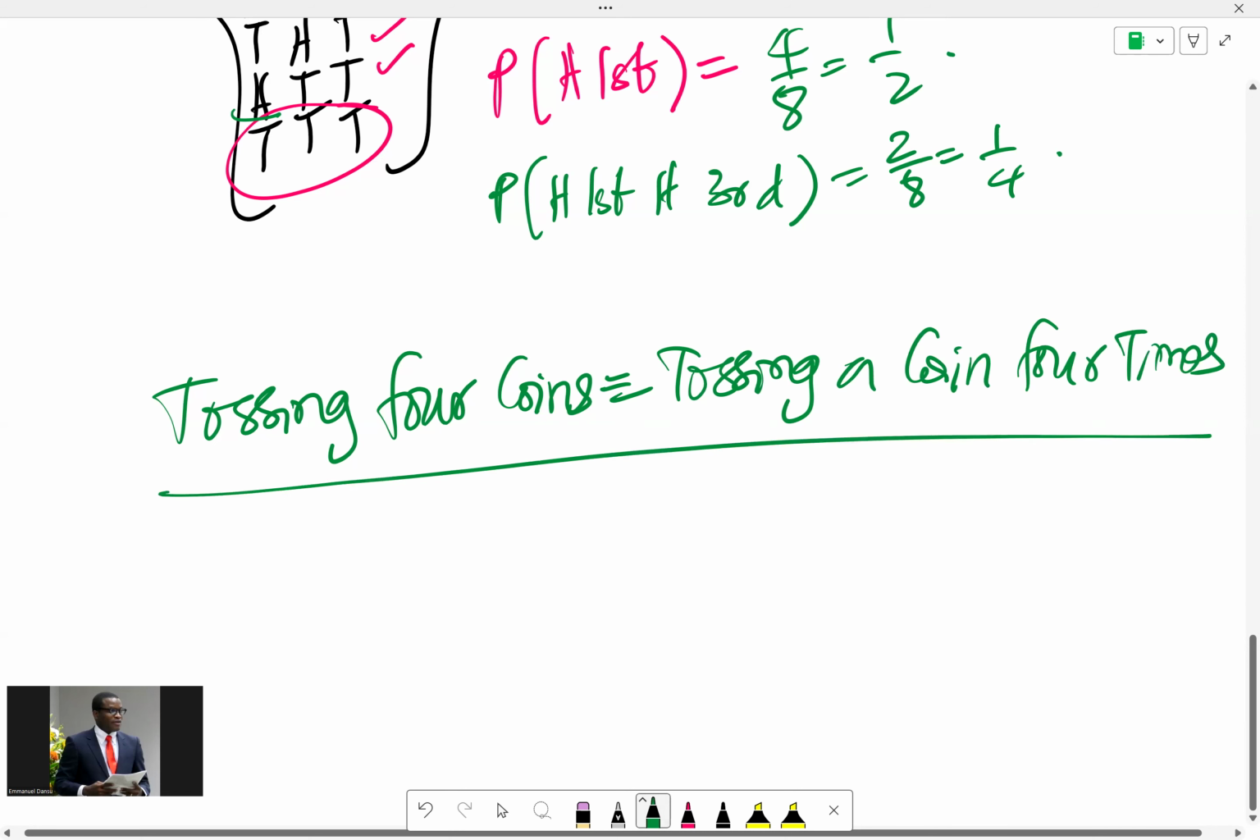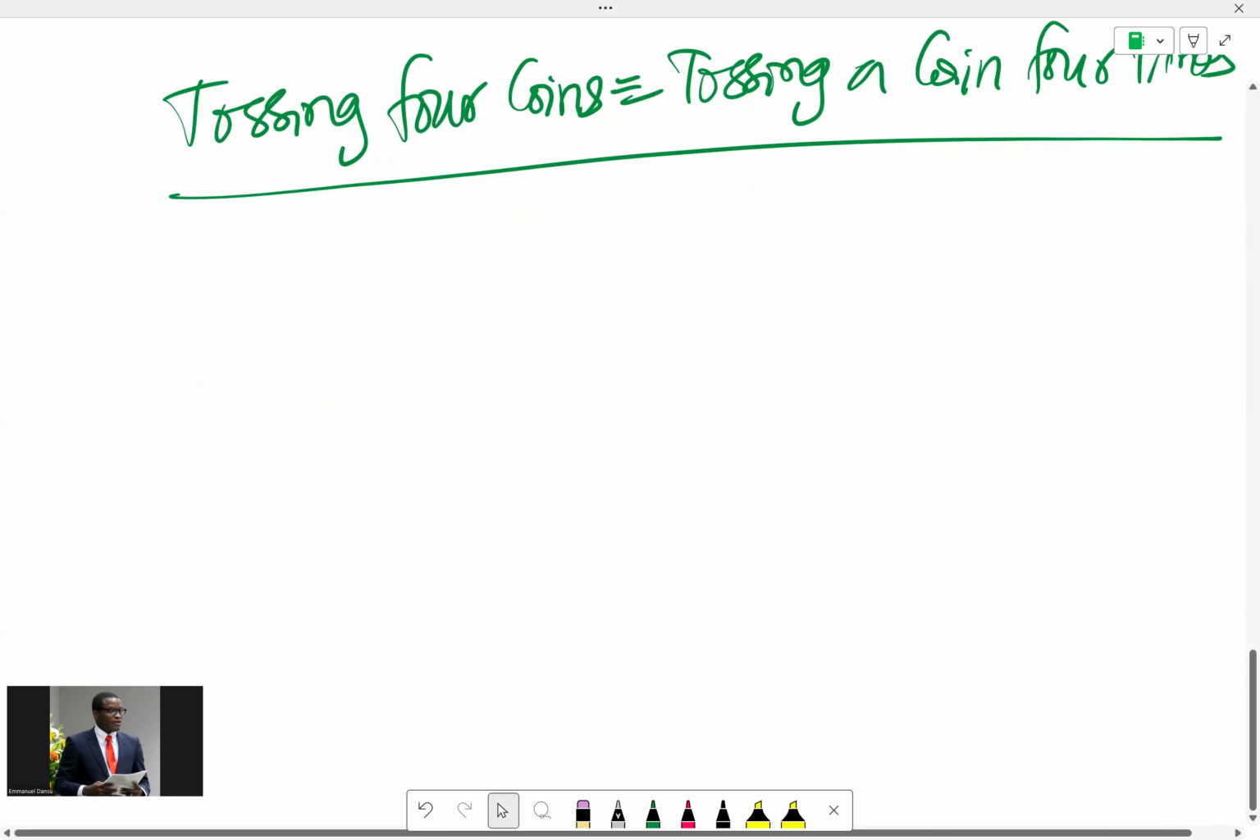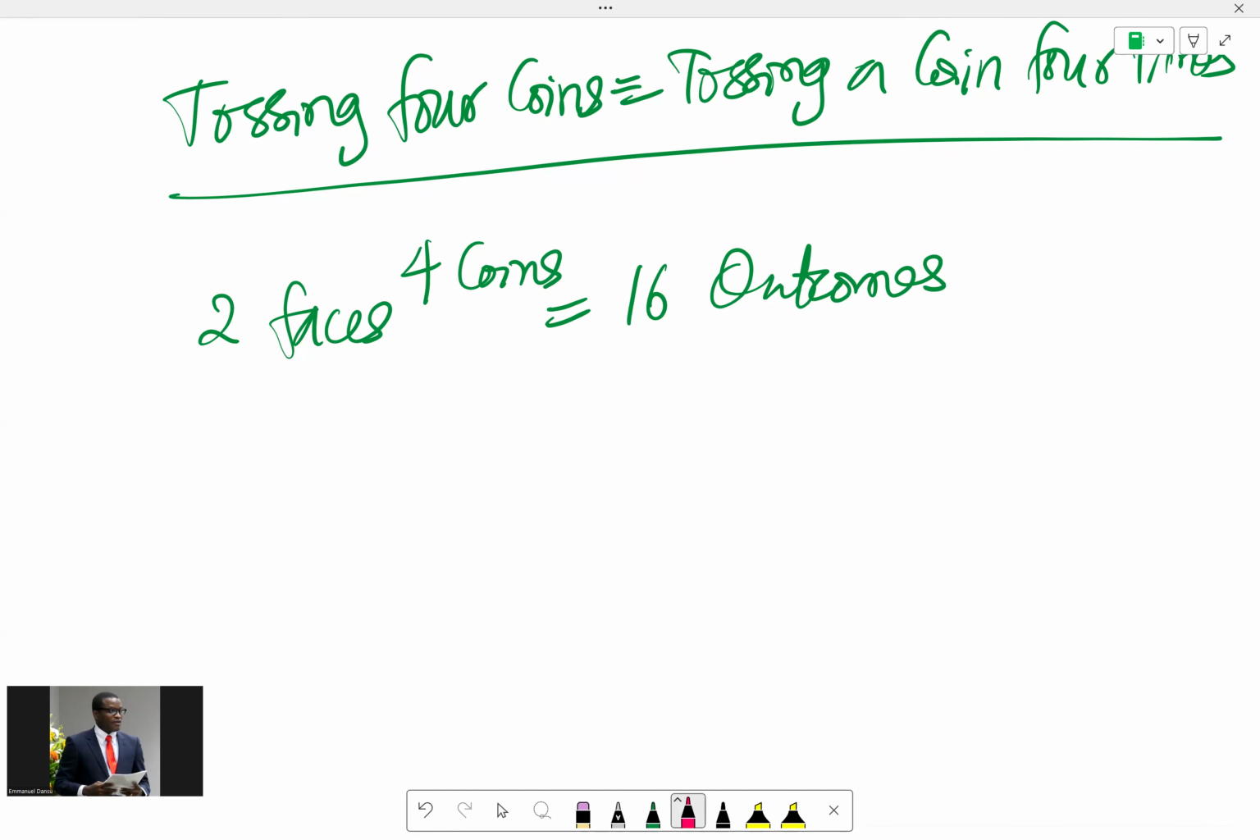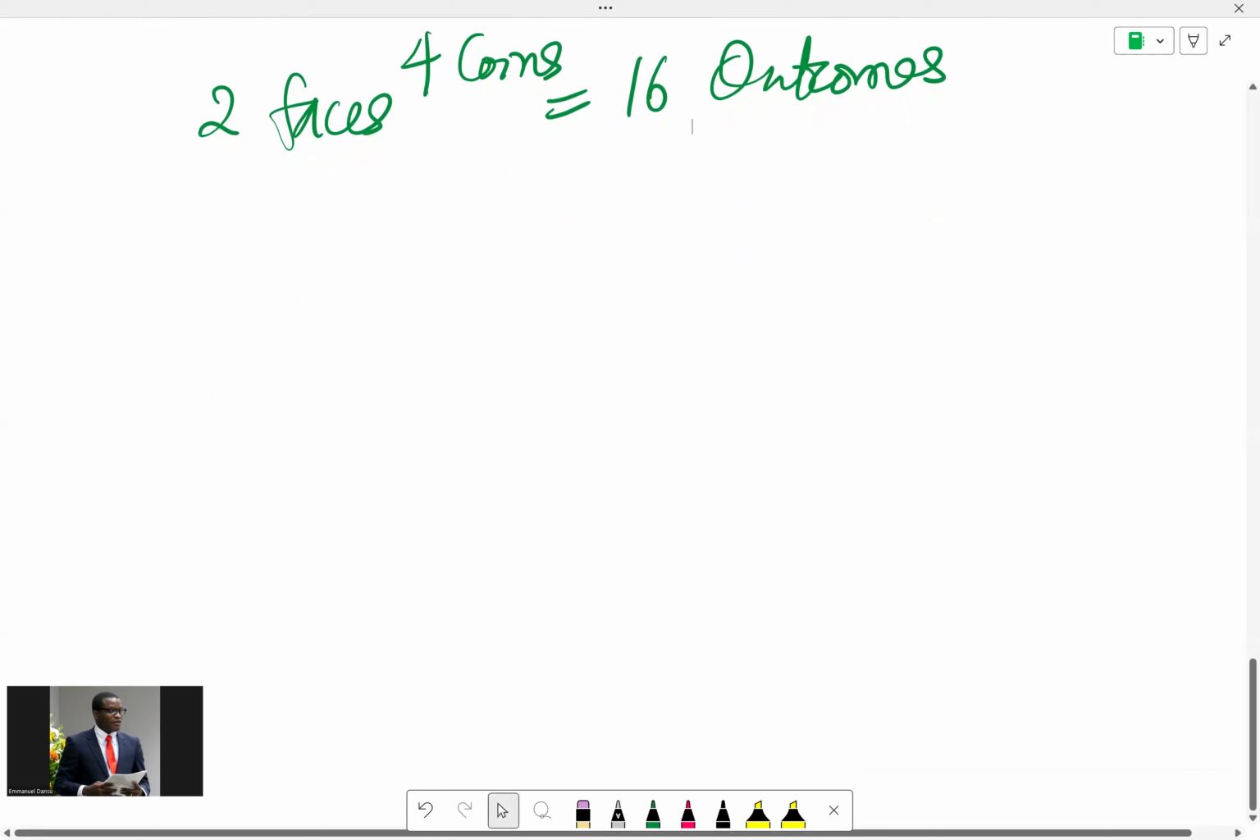So how does that go? Like I've told you already, you have 2 faces raised to power 4 coins. That is 2 times 2 times 2 times 2. That's 2 raised to power 4, which is 16 outcomes. So it is important to know the number of outcomes you're going to get, so in case it's not complete, you can always be sure. So in this case, the sample space will simply be, like I told you, 16 outcomes.